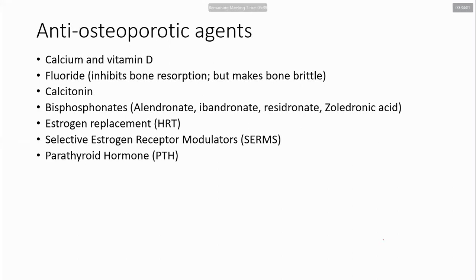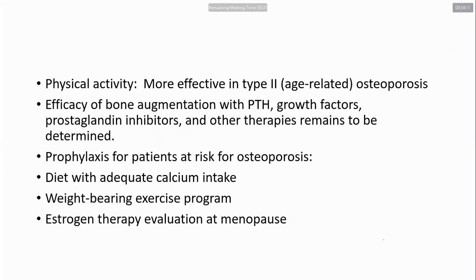And you can supplement estrogen replacement therapy in postmenopausal ladies, selective estrogen receptor modulators, or parathyroid hormones as treatment. Okay, so exercising is even effective in osteoporosis, especially in type 2 old age people. So a small amount of yoga or physical activity makes the bone a bit stronger, and is a form of treatment for ongoing osteoporosis as well.